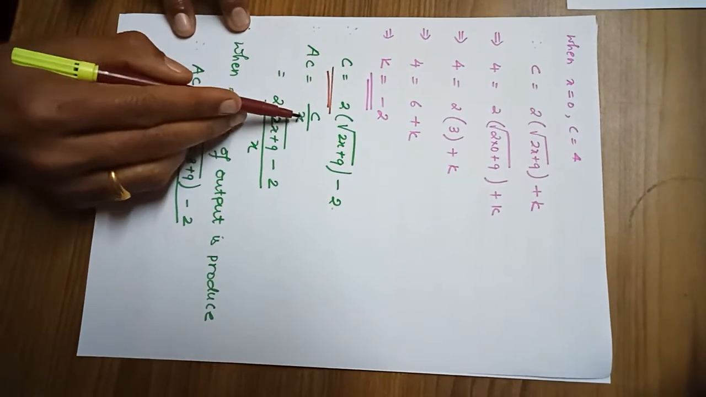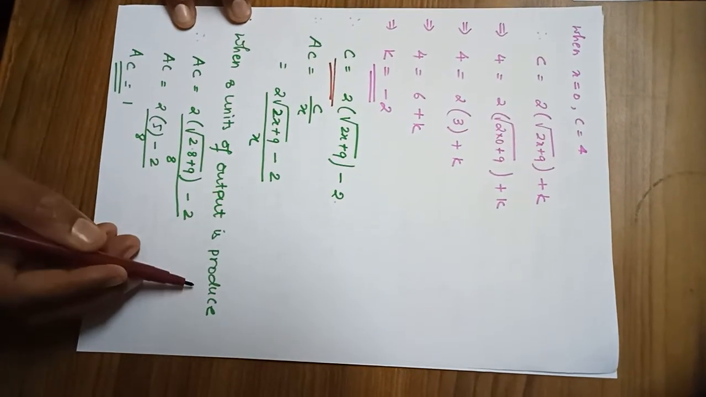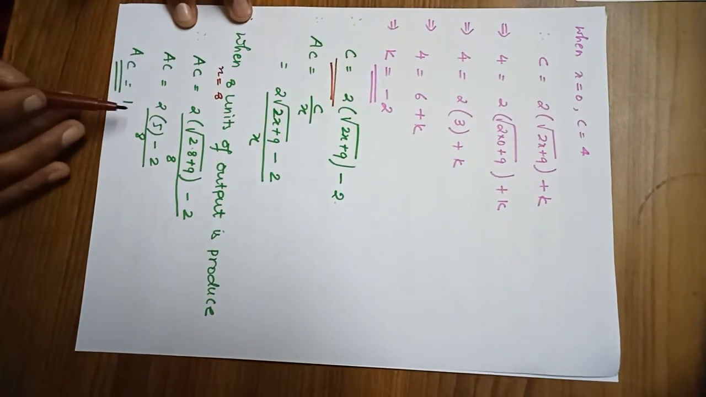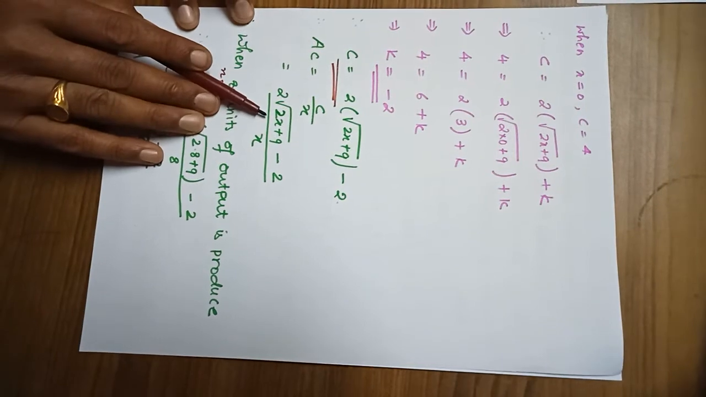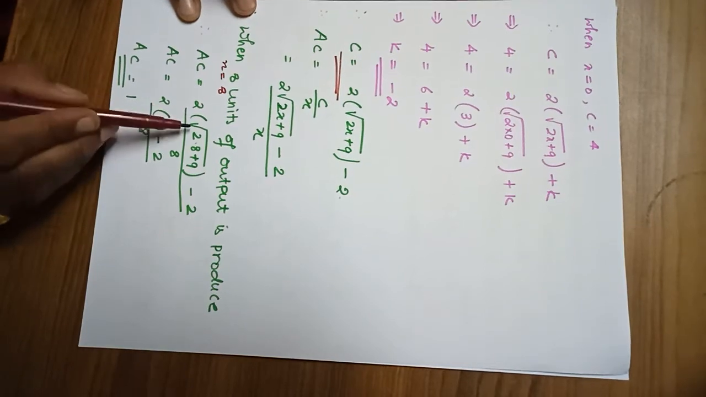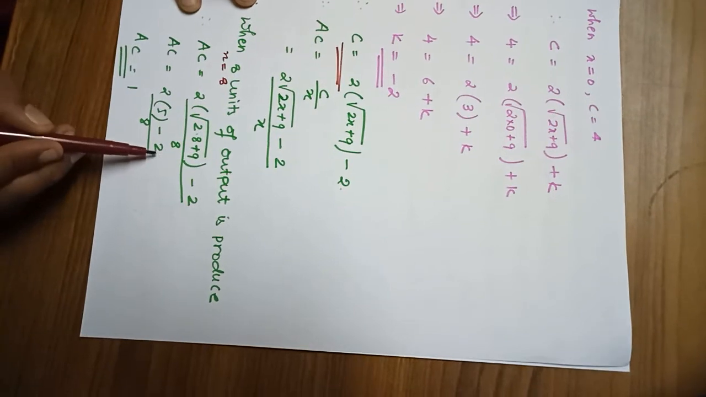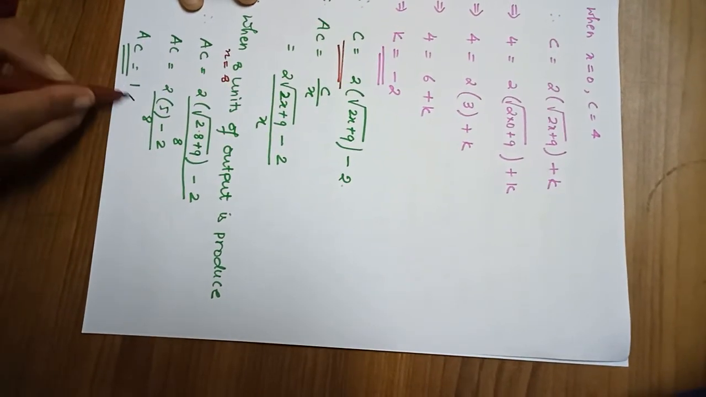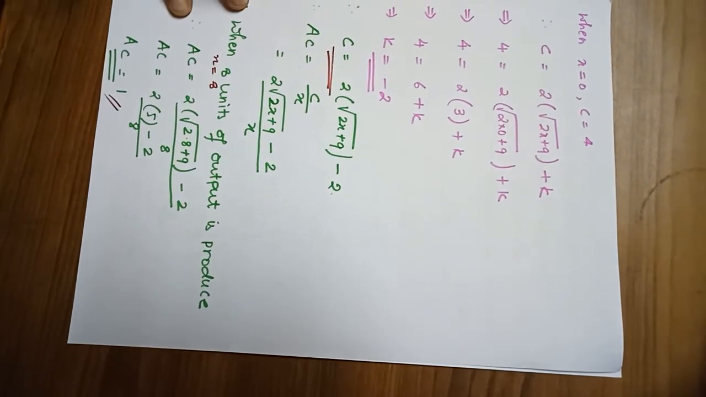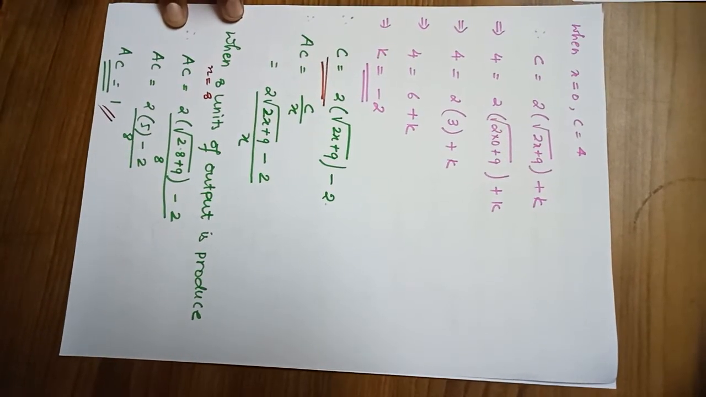Therefore AC is equal to c divided by x, and you divide it here. So when 8 units of output are produced, that means when x is equal to 8, what is the value of AC? Substitute it here. You are going to get 2 into the square root of 2 into 8 plus 9. So 16 plus 9 is 25, root of 25 is 5. 2 into 5 minus 2, divided by 8. 2 fives are 10, minus 2 is 8, divided by 8. So it is equal to 1. So when x is equal to 8, or when 8 units of output are produced, the average cost is 1. Okay, so you can write 1 unit or 1 monetary term.